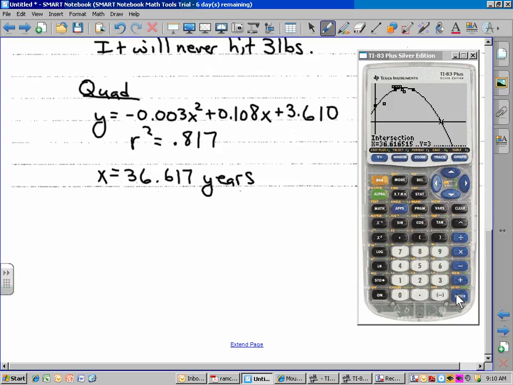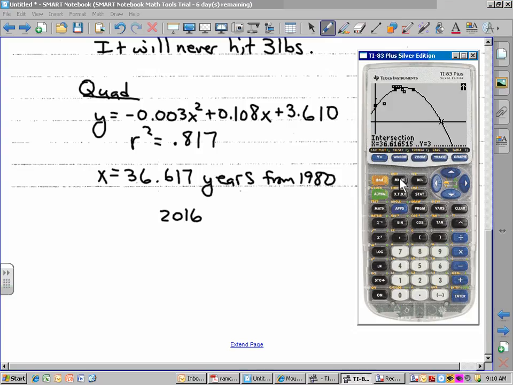Okay. We end up with 36.617 years from 1980. So that's going to be 2016. What day specifically? We can figure that out. 0.617 should give us an idea.